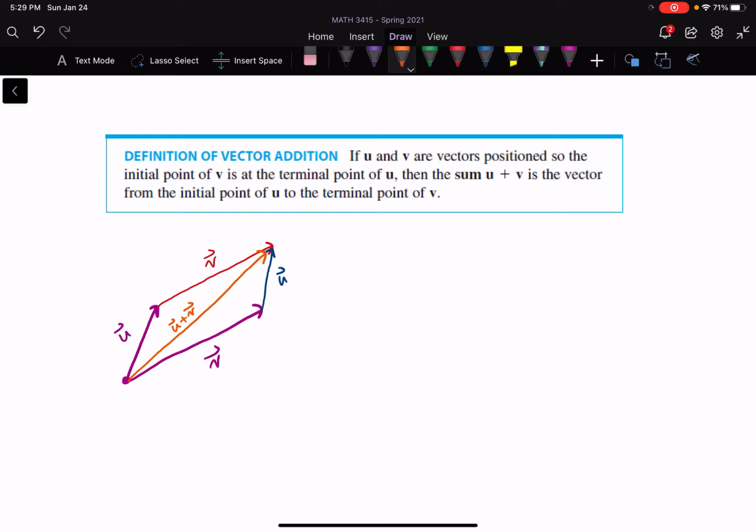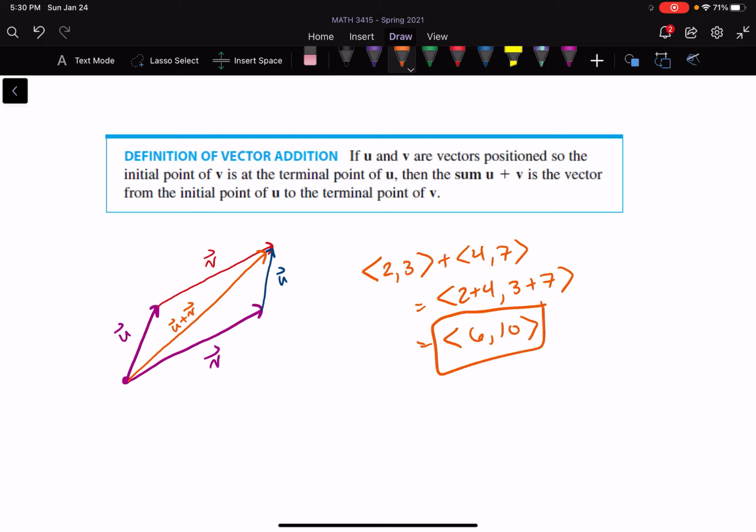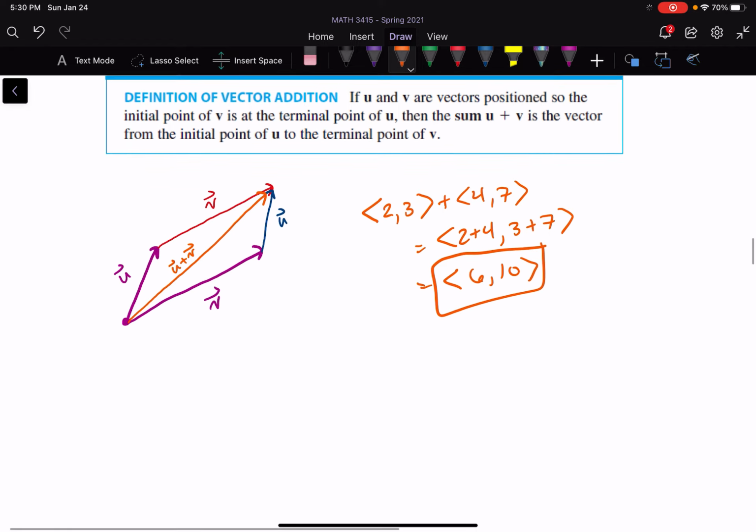If I am going to do the actual numbers, like if I have 2, 3, plus 4, 7, all I do is add the x components, so that's 2 plus 4. I add the y components, that's 3 plus 7, and that ends up being 6, 10. If I had z components, I would add the z components at this point. That's how it works. Okay, and let's keep on going.